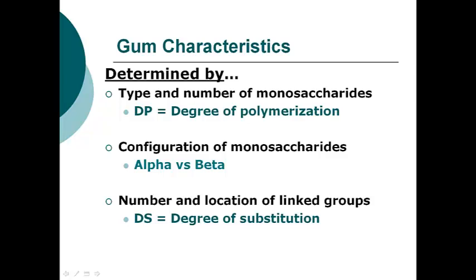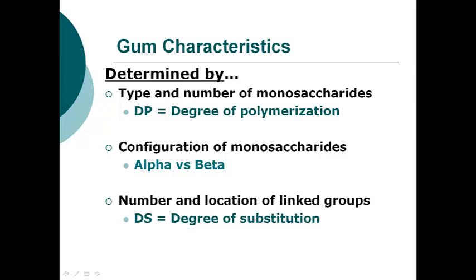And finally, the number and location of linked groups. This is referred to as DS, or degree of substitution. Degree of substitution refers to the number of side units per unit length of the monosaccharide chain. The greater the number, the more spread out, and therefore the greater the ability to hydrate in a short time period.